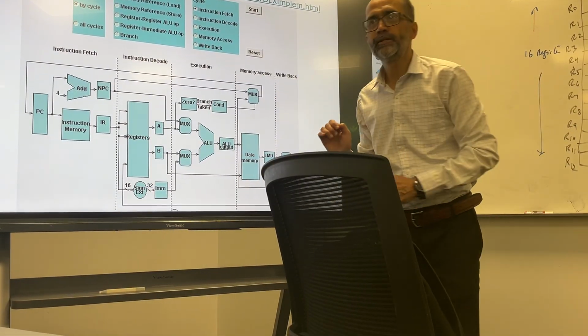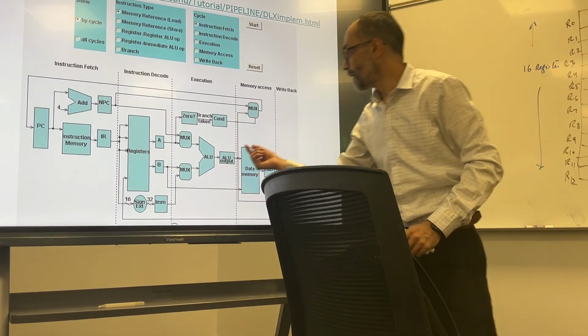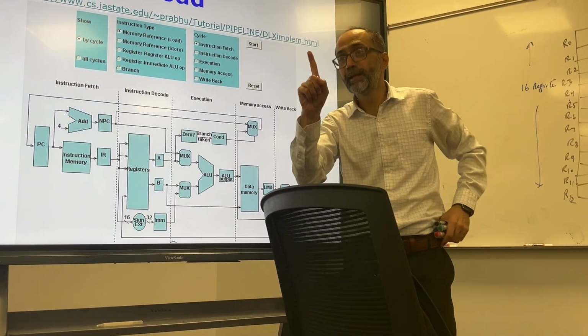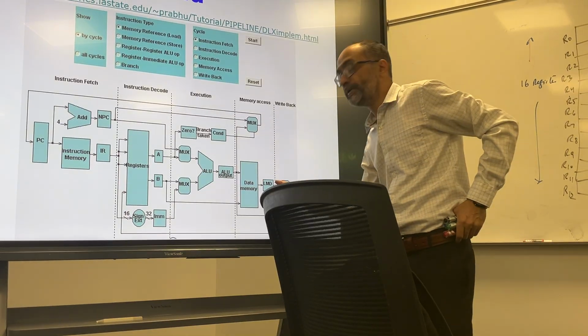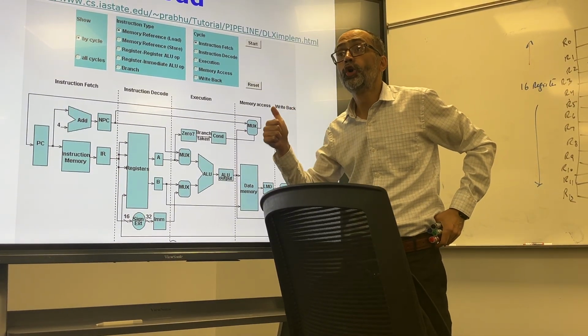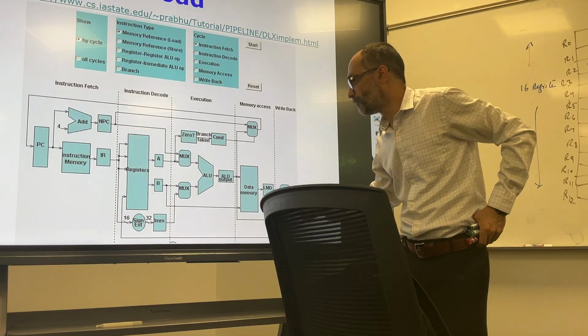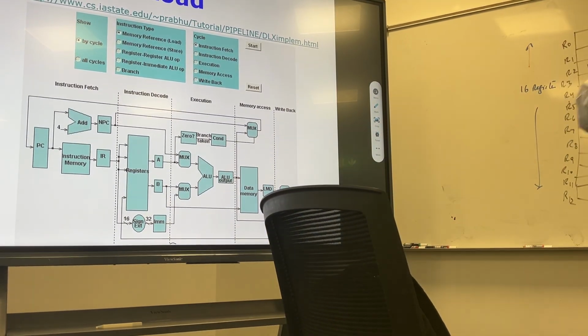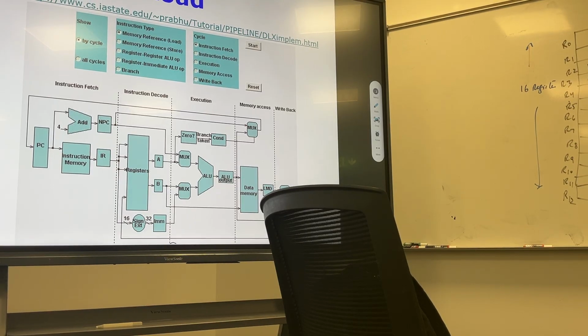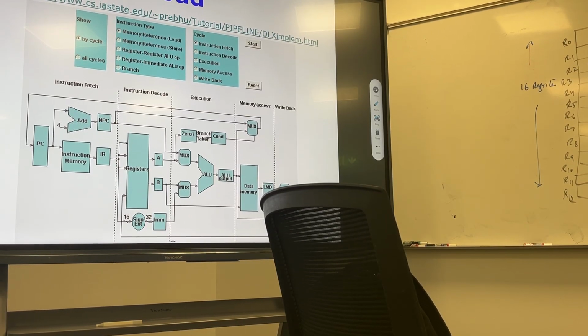Then we have the memory stage. In the memory stage, we have ALU out 2, which I will explain. Then MAR, MBR, and LMD. LMD stands for load memory data. Then we have a MUX, and then the write back stage. So these are the 5 stages. Got it or not? Any question?